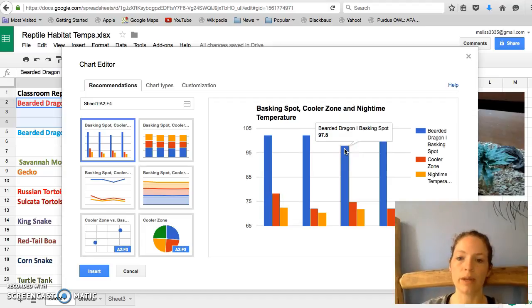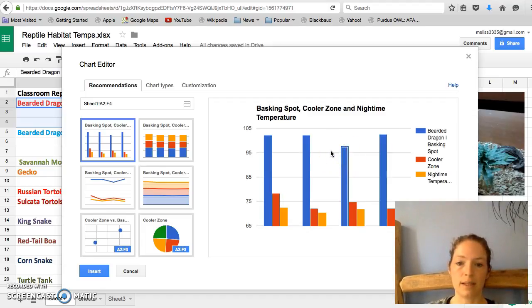This one went down. So this is something that I would have the students investigate: why did this temperature go down? It's the exact same spot, it's the exact same light bulb. So what is it about this day that the basking spot was several degrees lower than the other days? That is something that I would have them investigate, the irregularities between the temperatures when nothing is changing. The light bulbs are the same, the spot is the same. What is causing the differences?